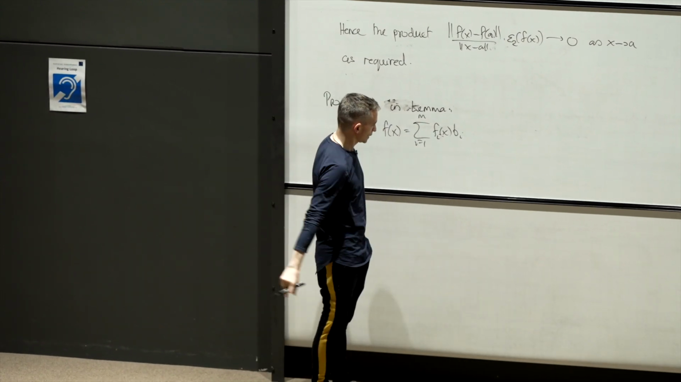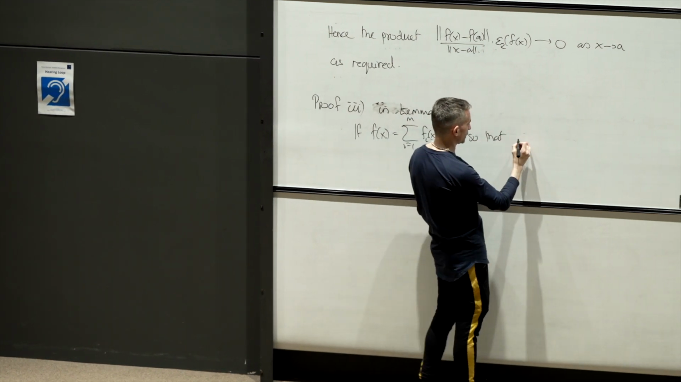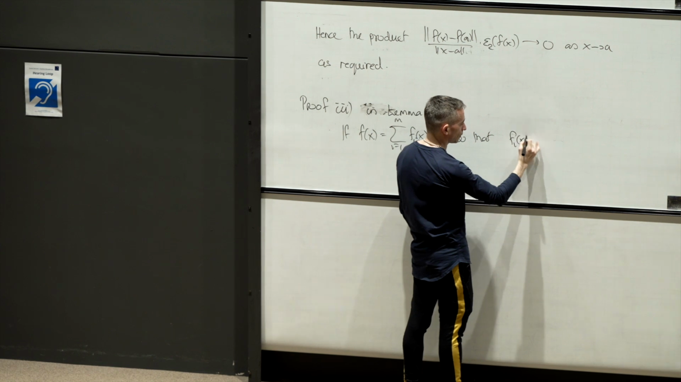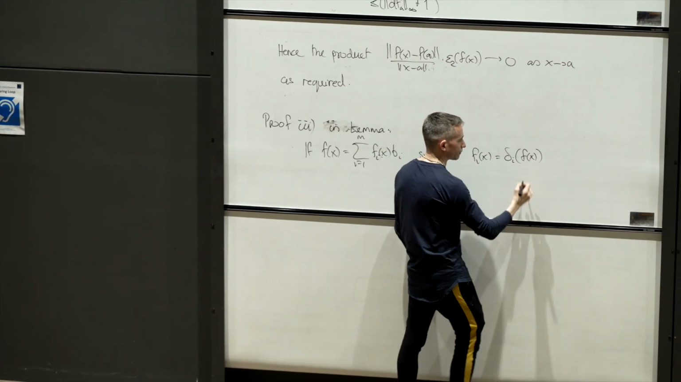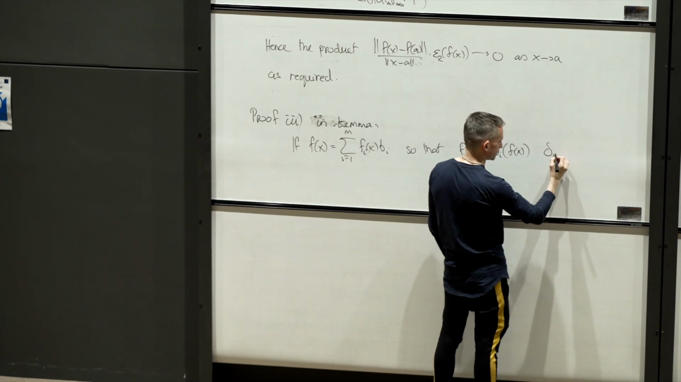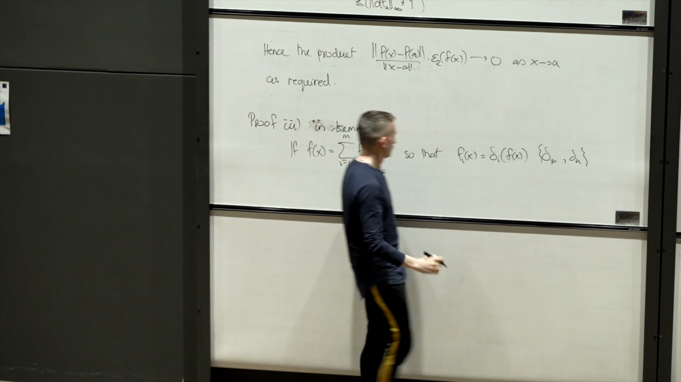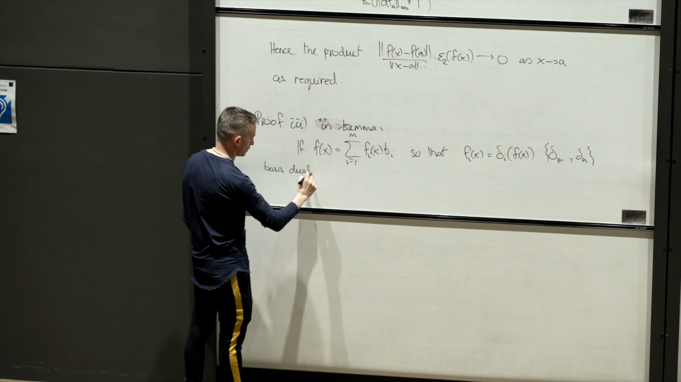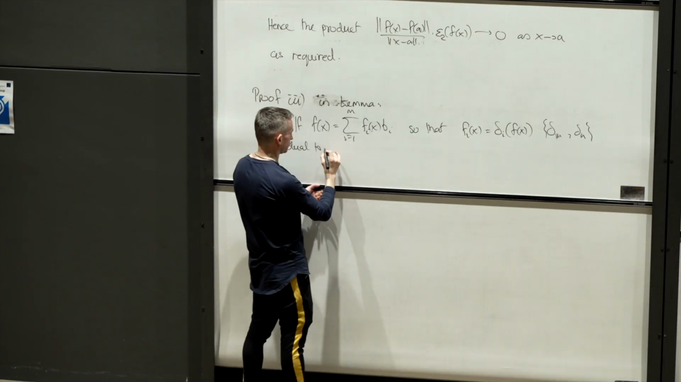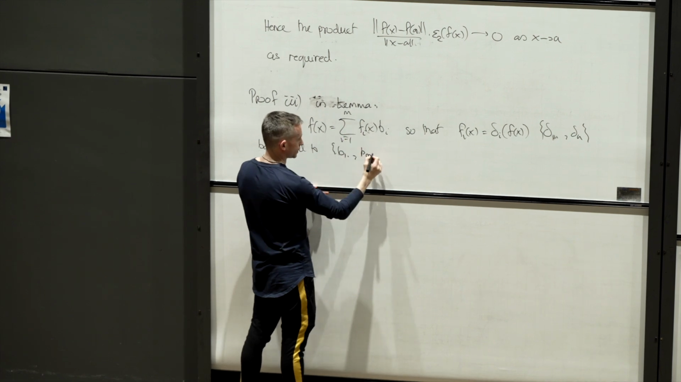If f is given in this way, or sorry, the f_i's are given in this way, so that f_i of x is just delta_i of f of x, delta_1 up to delta_n being the dual basis, dual to b_1 up to b_m, I think I used, yep.